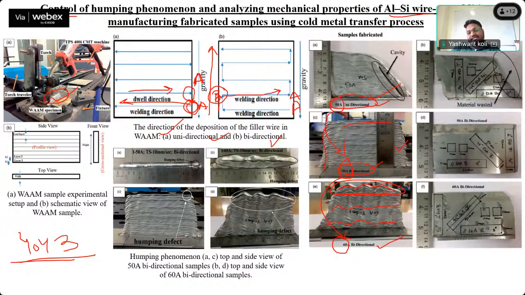So these humps will create aesthetic problems, and the strength related properties are also reduced. This is due to high heat input. As we are increasing the current or reducing the wire welding speed, we are increasing the heat input, so these humps can be easily detected at higher heat input. So you can see humps. This is the top surface, the top profile of the aluminum alloy sample. So comparing these two samples, you can say this is the very good sample that is fabricated.